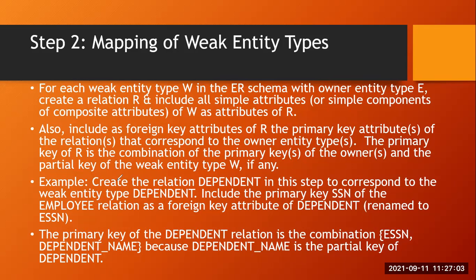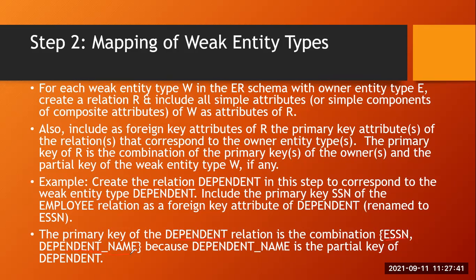So now let us see a description. Create the relation called dependent in this step to correspond to the weak entity type dependent. So dependent is going to be the weak entity, right? Include the primary key social security number of the employee relation as a foreign key attribute of this dependent, which has been renamed to social security. We have kept name as the partial key, but how you are supposed to identify name also still. So the primary key of the dependent relation is the combination of the social security number and the dependent name here.